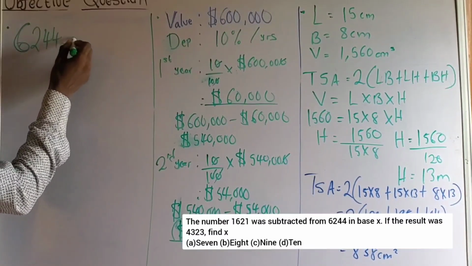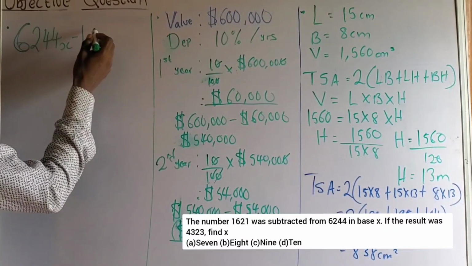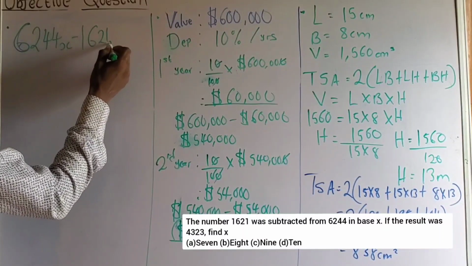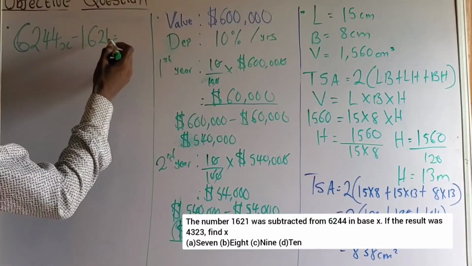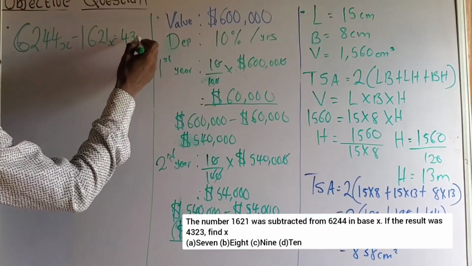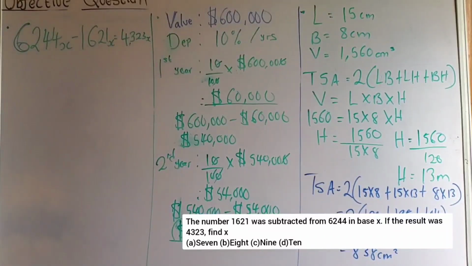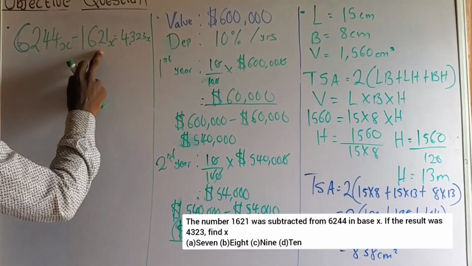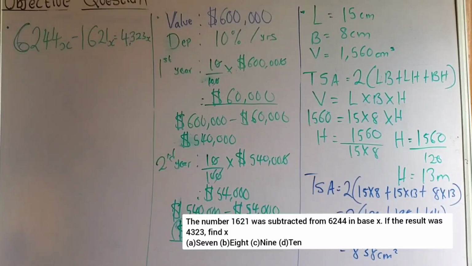That means I'm going to have 6244 base x minus 1621 base x is equal to 4323 base x. That is the mathematical expression of that statement. If I say that subtract 5 from 10, that means I'm asking you to do 10 minus 5, right? Yes. So we are told that the number 1621 is subtracted from the number 6244 in base x. Now, if we are taking the difference in base x, the result will also be in base x. Do you understand?